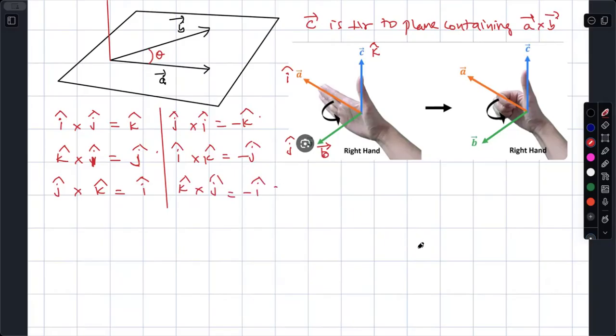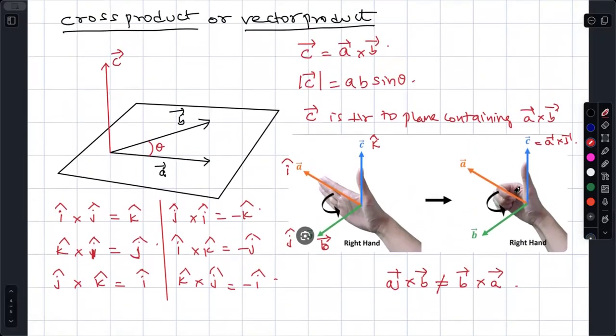Why, I will explain. In the same way, it is A bar cross B bar. Suppose you want B bar cross A bar, your thumb needs to be downwards. You should flip the diagram, no? The thumb needs to be downwards. B bar cross A bar. So A bar cross B bar is not equal to B bar cross A bar because the direction is different. Even though the magnitude is the same, the direction is different. So that should be taken care of. This is the introduction to cross product.